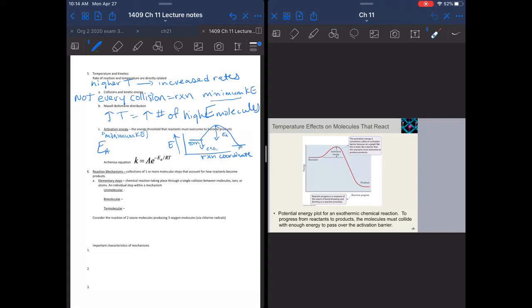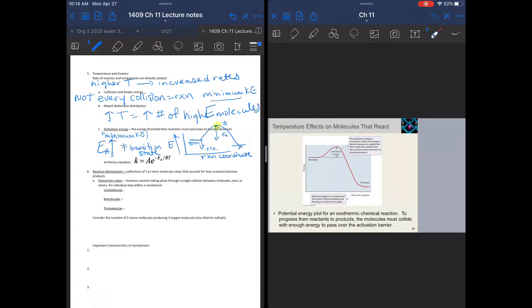And at this top point right here, the highest energy level, this is called a transition state. This point right here is sometimes denoted with this little double cross. We'll make a little note here. So E sub A is activation energy. This little symbol stands for transition state.